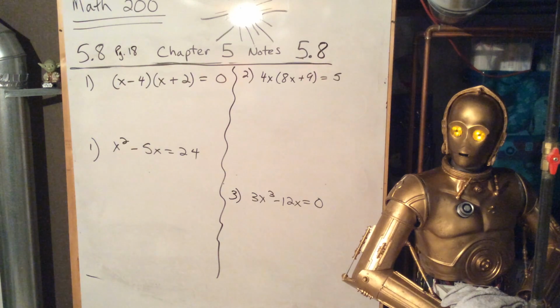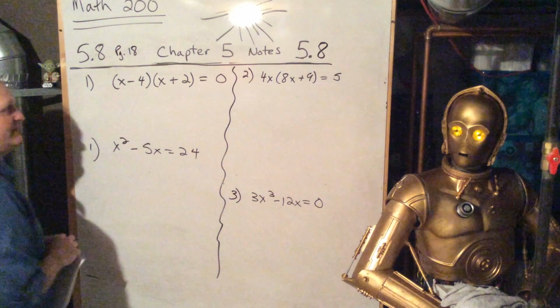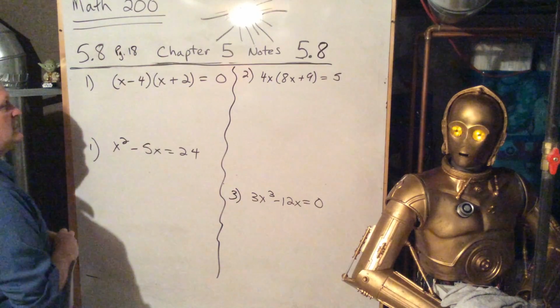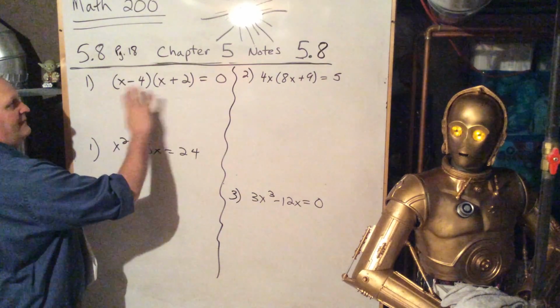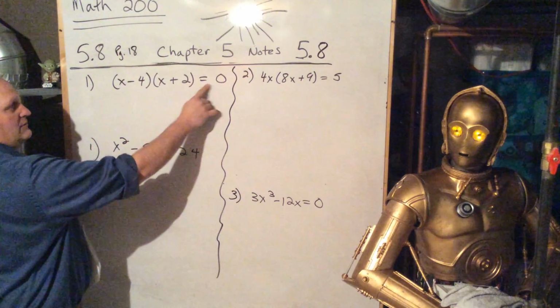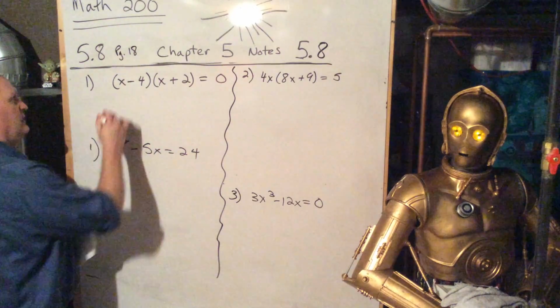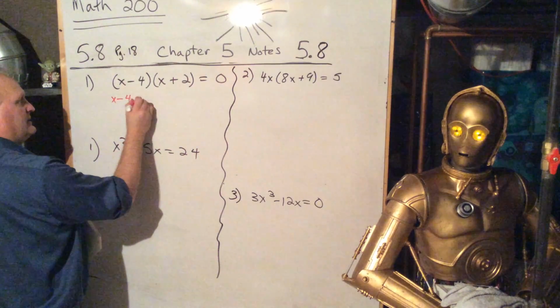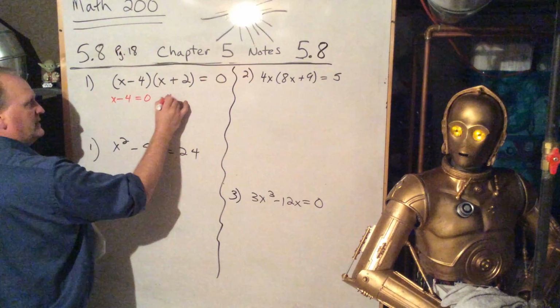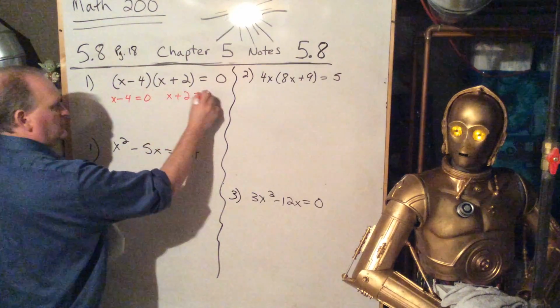Okay, we're back. Math 200, 5.8, finally finishing chapter 5 notes. So when we have factored, it's already factored and equal to 0, we want to solve. Well, to solve, we just set each one of these binomials equal to 0.